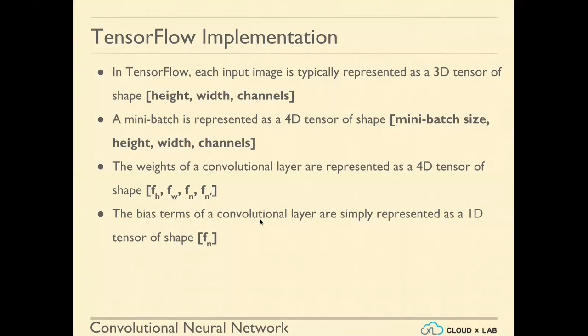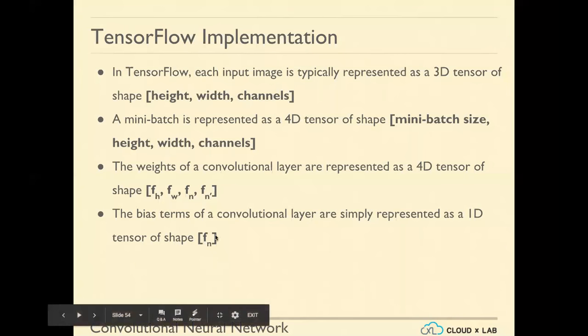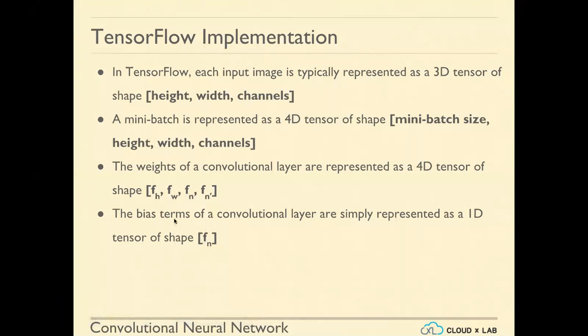And then we have a bias term. This bias term has only one dimension, an array of values, one for each output layer. If you have 20 output layers, there will be 20 bias terms. That's all.